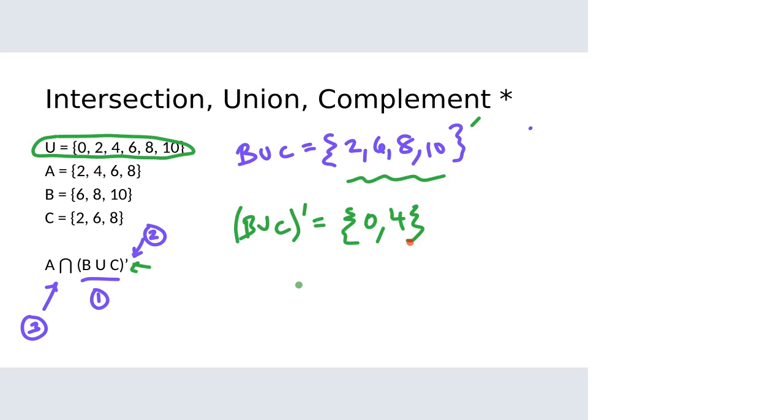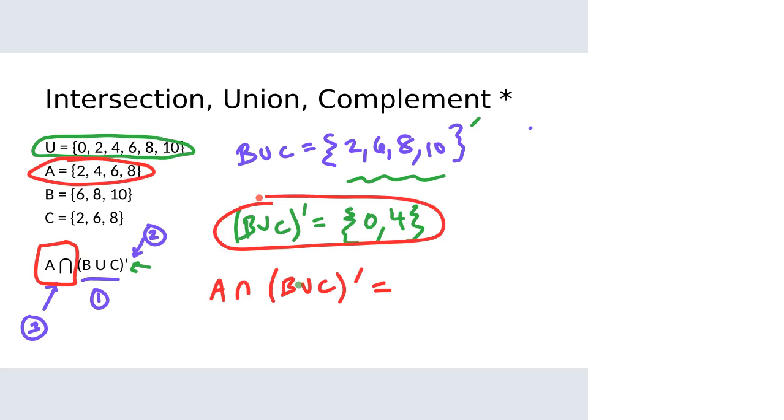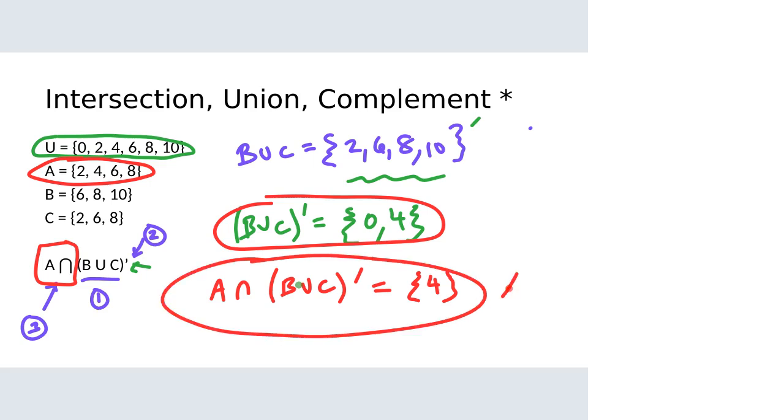And then the last thing we need to do is find where this intersects set A. So to end up with A intersect B union C complement, let's see, where does set A intersect B union C complement? The only thing they have in common is that 4. And so our answer is just a set with 4 in it. That's it. A intersect B union C complement is the set with 4 in it. Let me know if you have questions on that.